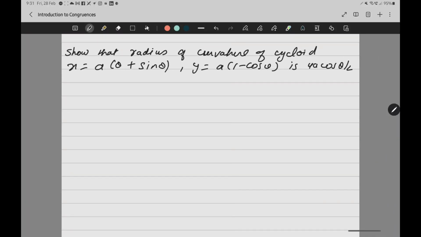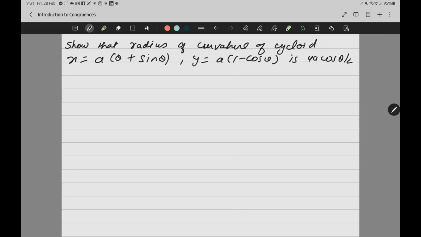My first question is: show that the radius of curvature of the cycloid x is equal to a(theta plus sin theta), y is equal to a(1 minus cos theta), is 4a cos theta by 2. Now it is clearly a parametric form. So for parametric form, what is the method? I will first find out the derivatives. It is always best to write down the derivatives, because then you will not make mistakes, and you will get marks for at least the derivatives, right?